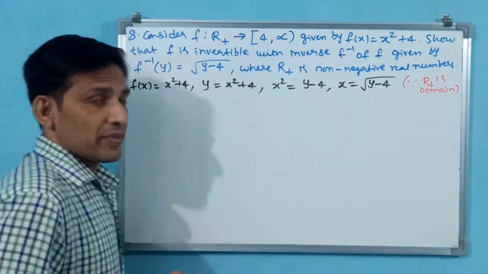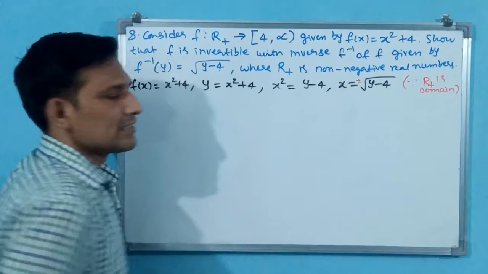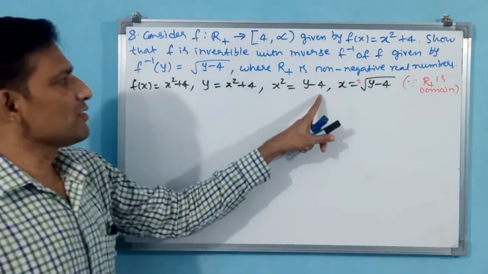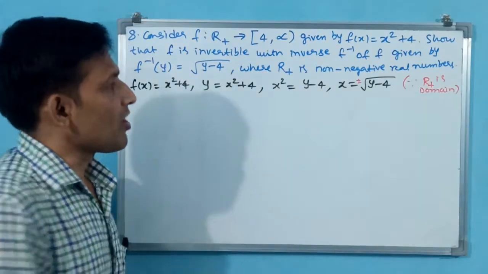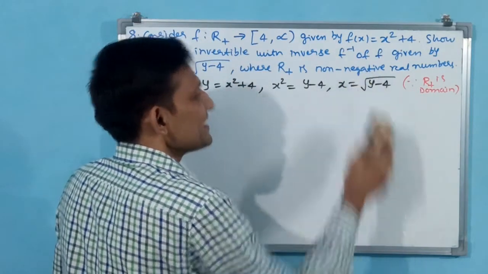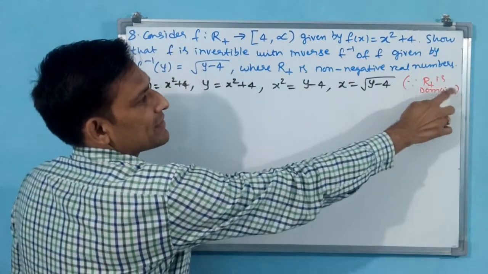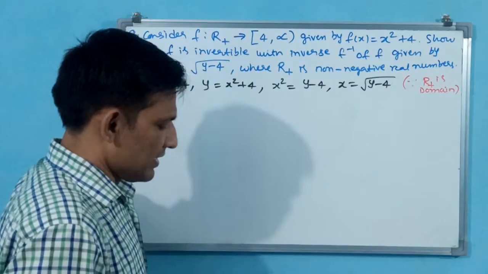Why? Because if you don't write this here, you have to write plus or minus. X square is this one, so x is plus or minus, but I have not written it. Not written means only plus is there. Why only plus? Because of this one, R plus is the domain. R plus means you are giving only positive numbers.